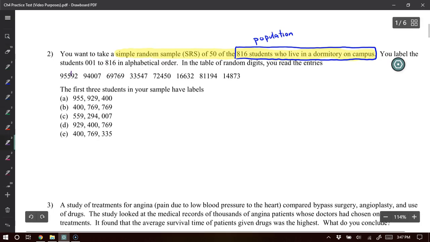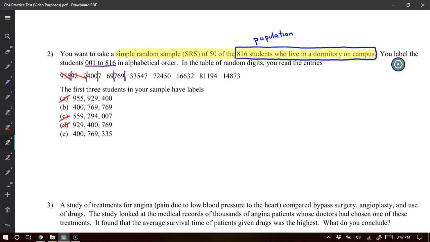So the first number I get is 955. Well, I want from 001 to 816, so that is not in my list. 929, that is not on my list. 400, that is in the range we're looking for, which means I know the answer either has to be B or E. Well, if we look at the difference, the next numbers are both 769. So if I look at the next 3, it is 769. That doesn't distinguish. It's still B or E. But the next grouping is 769 again.